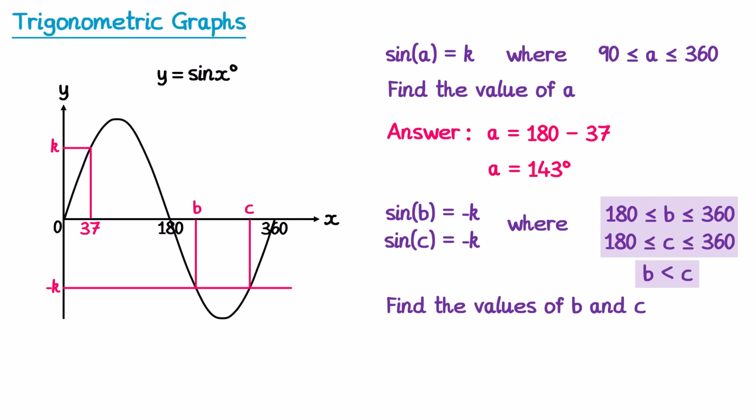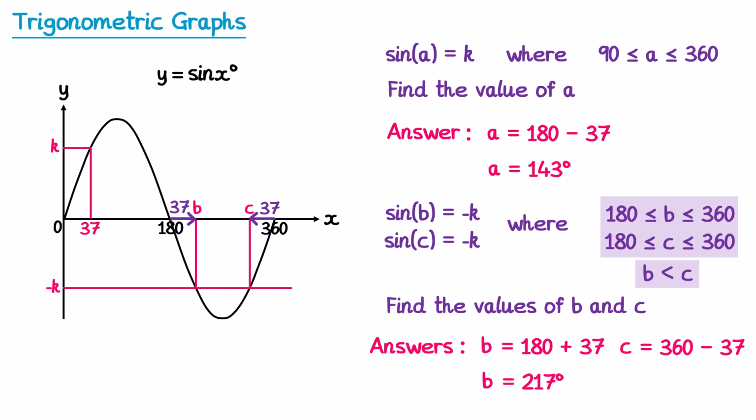So how do we go about finding these values? Well, once again we can use the same symmetry properties. To get from 180 to b must be a distance of 37, and it must also be a distance of 37 to get from 360 back to c. So we can work out b by doing 180 plus 37, which is 217, and we can work out c by doing 360 subtract 37, which is 323.